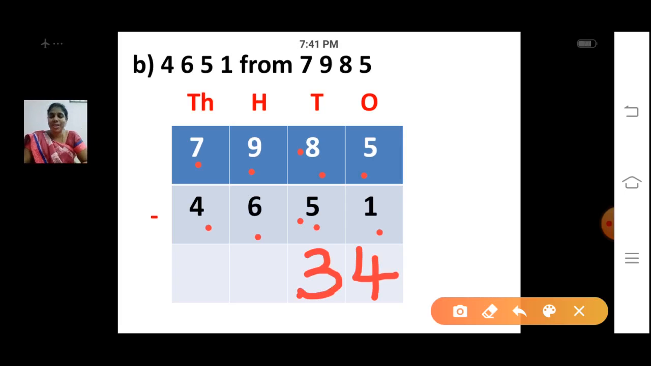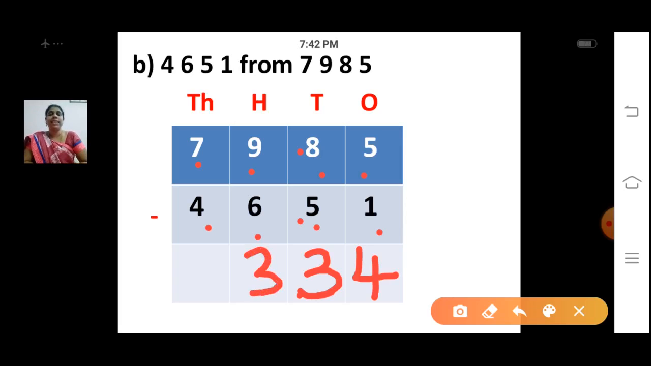Now let's move on to the hundreds place. 900 minus 600. So 9 minus 6. After 6, 7, 8, 9. 300. 900 minus 600 is 300. Write it down.